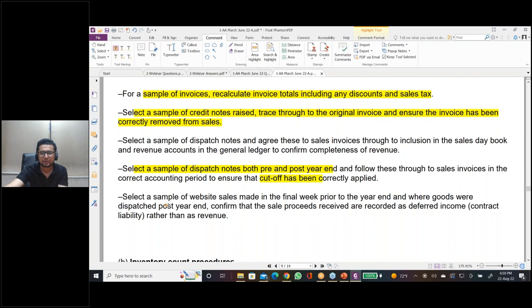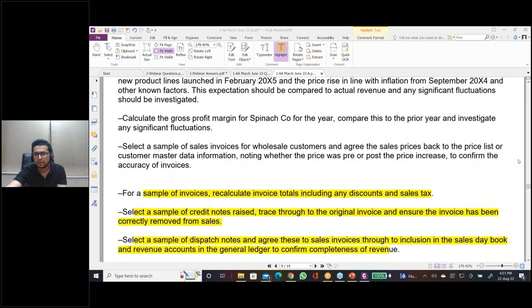Select a sample of dispatch notes and agree it to the sales invoice and inclusion into the sales day book. That verifies the completeness of revenue. And if you are going to select a sample from the year-end revenue and match it with the invoice through to the goods dispatch note, that verifies the occurrence. So is this clear to everyone?